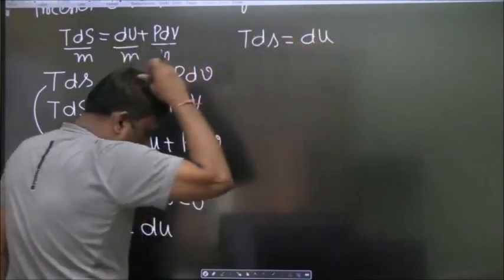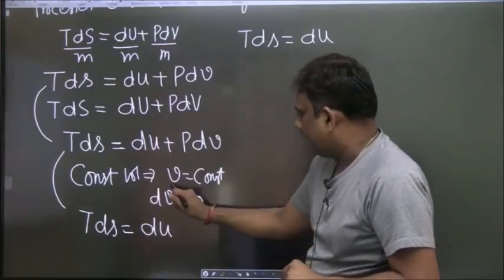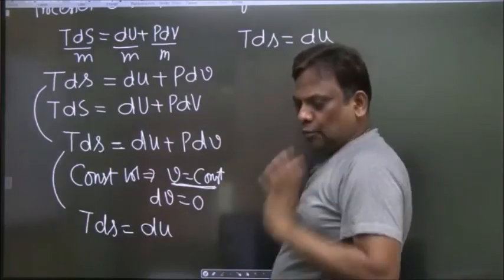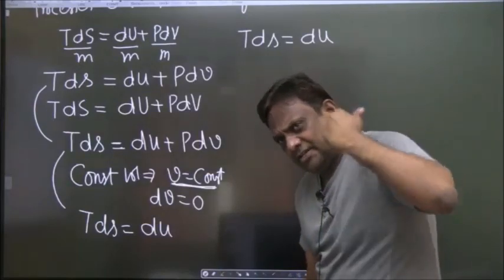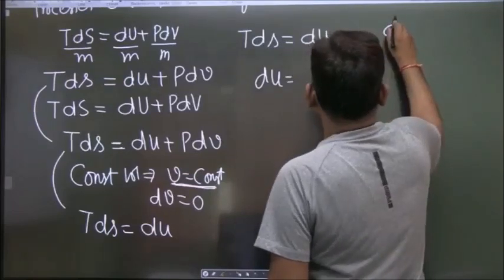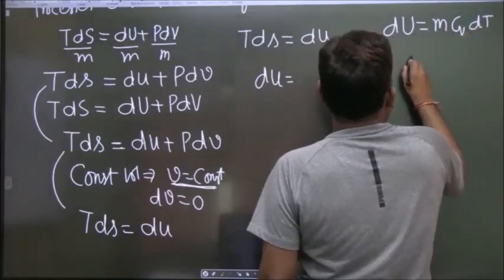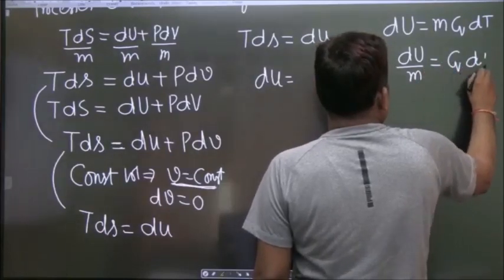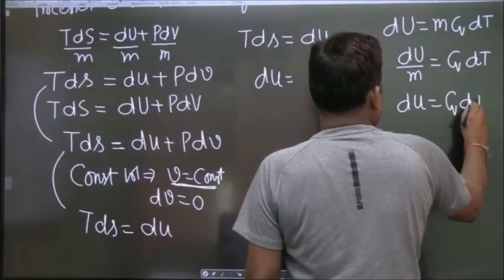Please stop. I am telling you something different, listen. Which process have you taken? Constant volume. And you know, my dear students, when I go to my thermodynamic relations, if it is capital U, du will be mCv dT, and du by m, small u, is Cv dT.